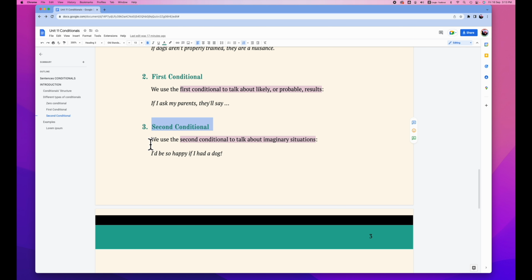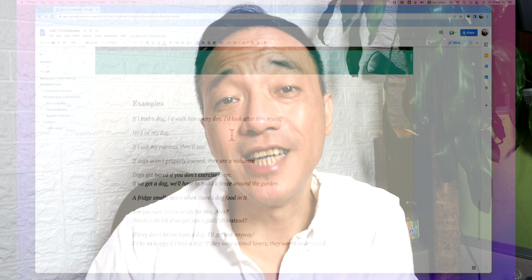We use the second conditional to talk about imaginary situations, or situations that could only be imaginary at this moment in time. I would be so happy if I had a dog. A, if I had a dog, is an imaginary situation. A happens, then B is going to happen, but it's only imaginary. I would be so happy, B. Then how about some other examples?